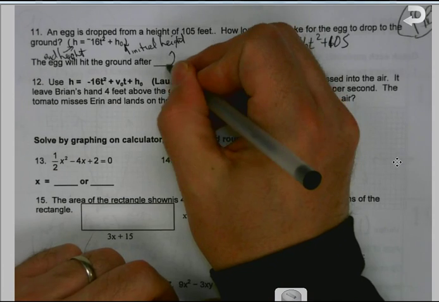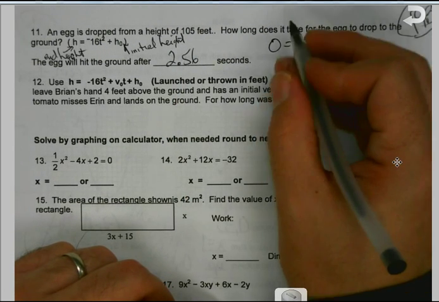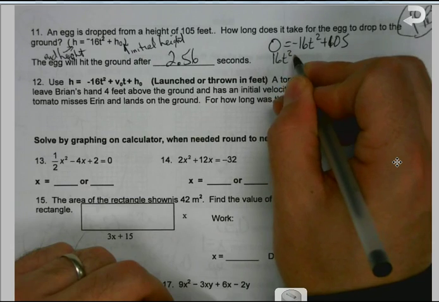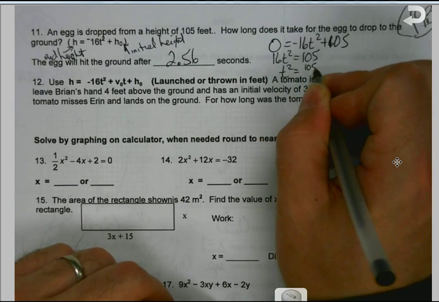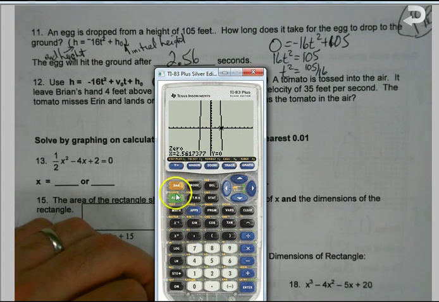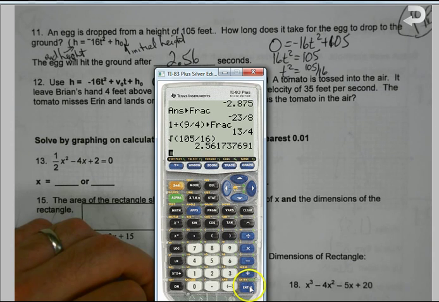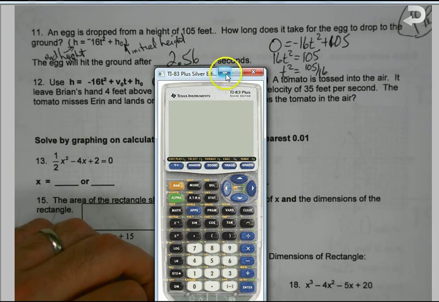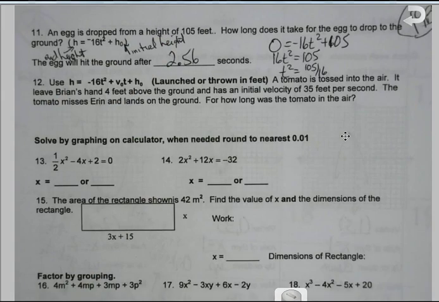Now, if you're more comfortable cranking it out on your own, okay, I could move my 16t squared over, divide by 16, and I could go to my calculator and do something a little bit different. Instead of doing it this way, I could do the square root of 105 divided by 16. I get the same answer. So use a way that works best for you. If you like to do it algebraically, great. If you want to do it in the calculator, great.